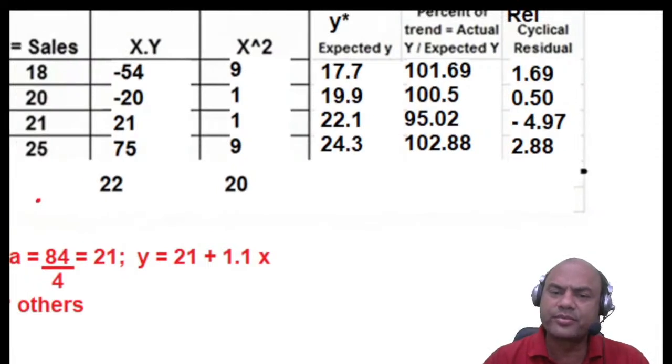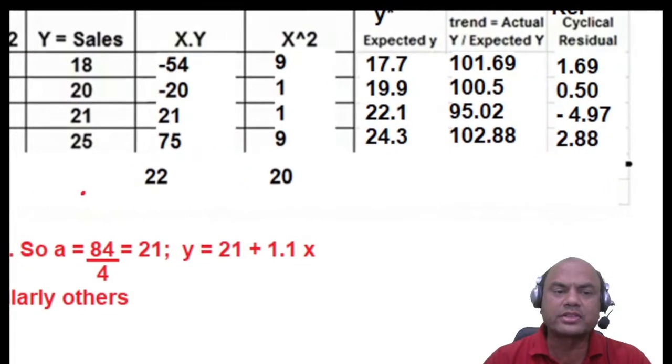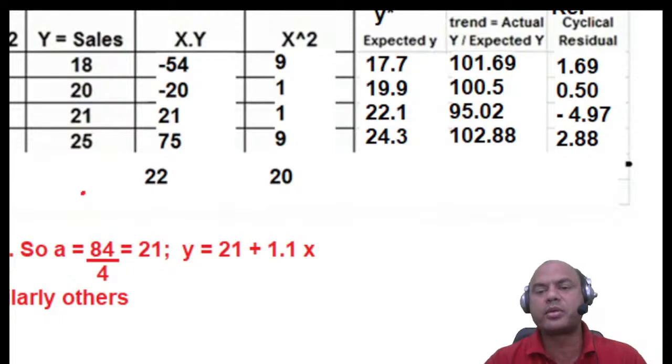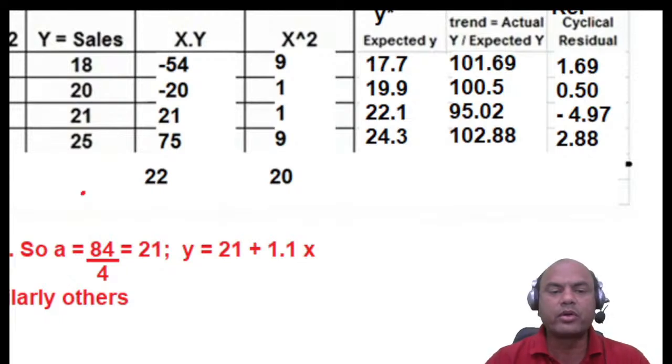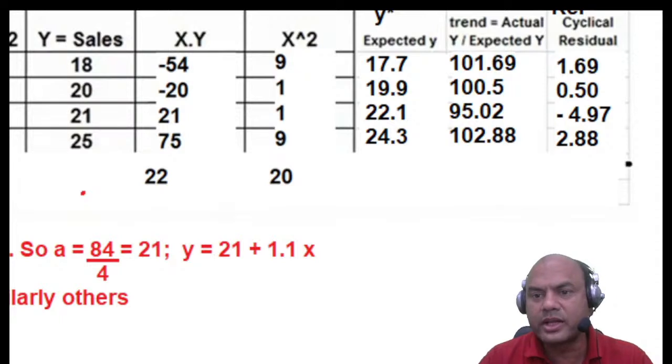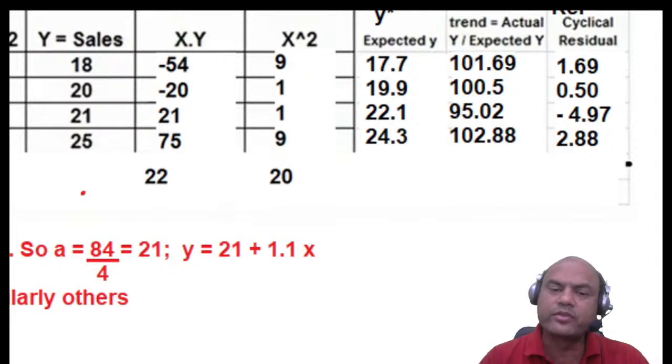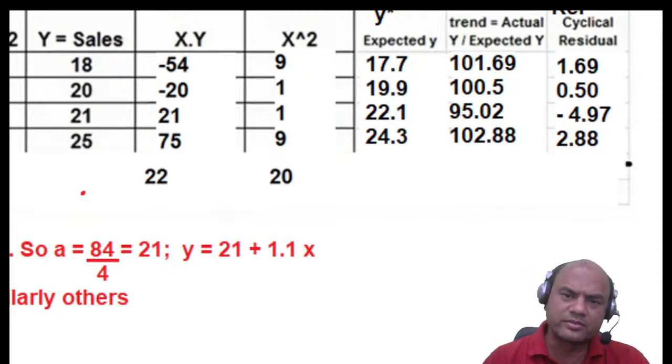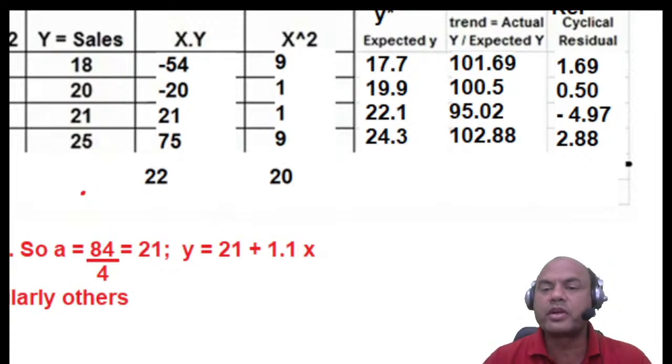Similarly for others, actual y, what is that actual y? 20 upon 19.9 into 100. You will get this as 100.5. 21 upon 22.1. You will get it as 95.02. 25 upon 24.3. You will get this. Similarly for this also, 18 minus 17.7 upon 17.7 into 100. You will get this. So you are seeing all these figures. You can find it out yourself also. Right? So now we have got these trends.